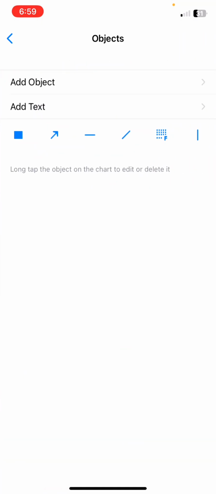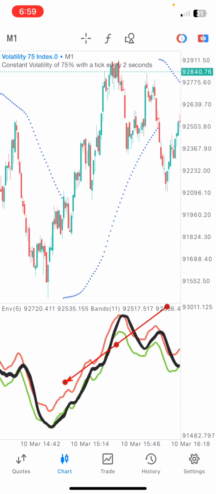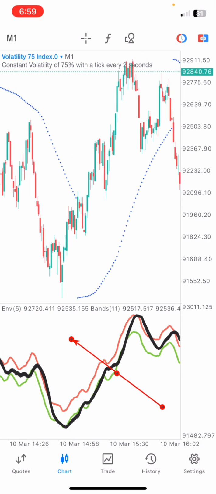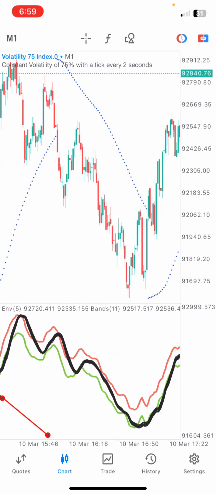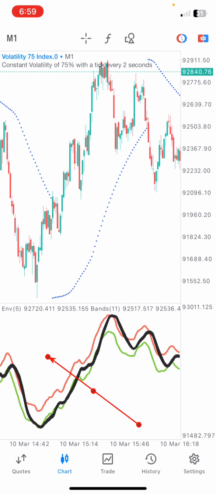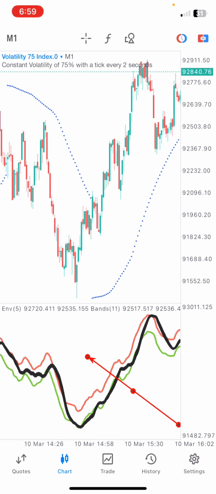look for a confirmation entry. Now, what are the confirmation entries you need to see to take any trade using this strategy? Now, we are making use of our support and resistance and our indicator window 1.